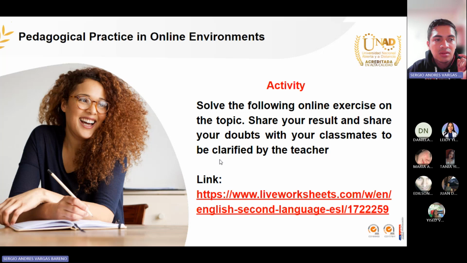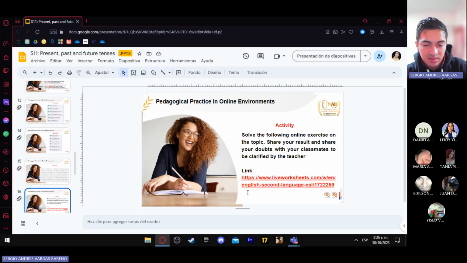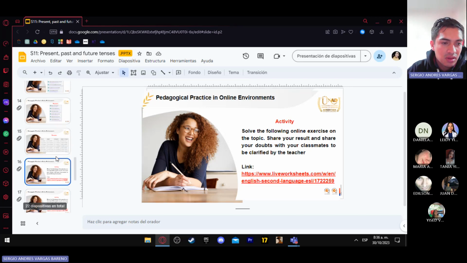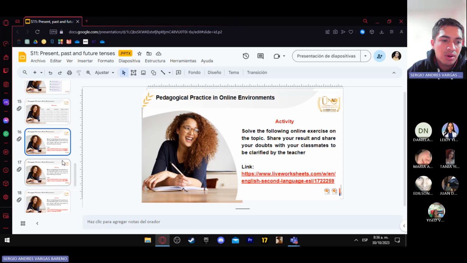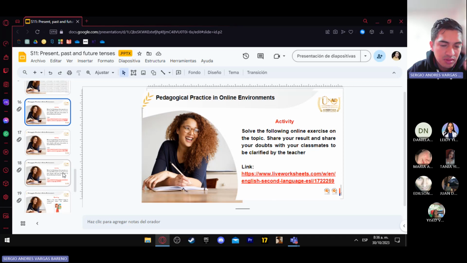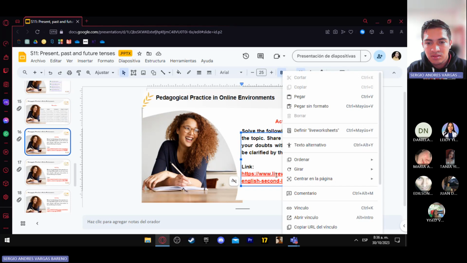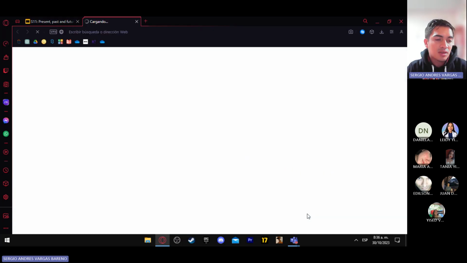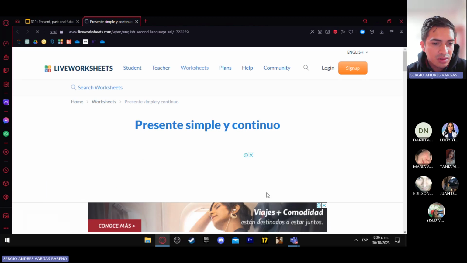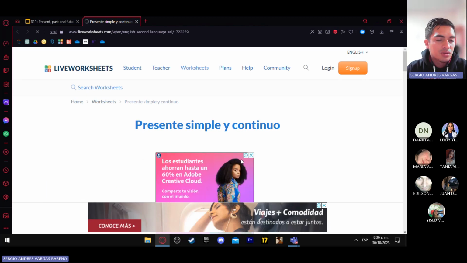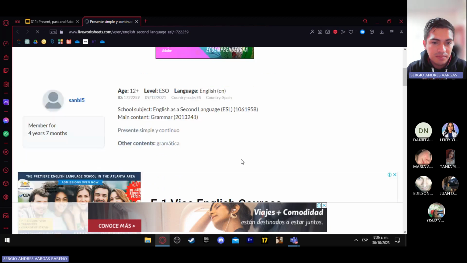So let's continue then. I'm going to send you this exercise. We have 3 exercises of this: one exercise about the present, one about the past, and one about the future, right? So let's start with the present exercise. It's the same idea. We have to respond, and you send me a screenshot of the score.